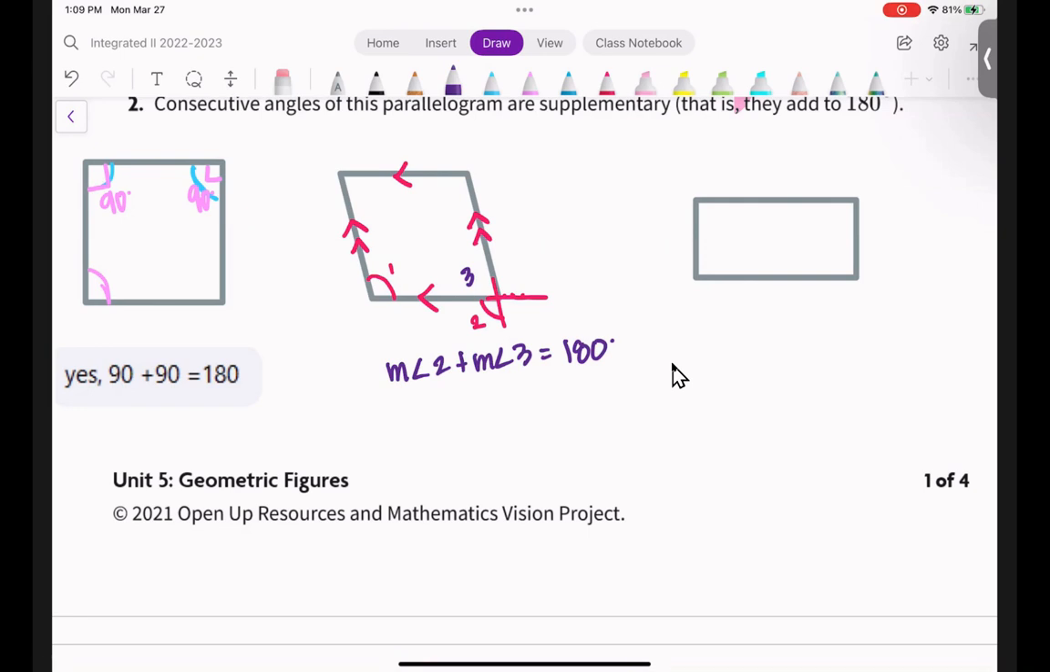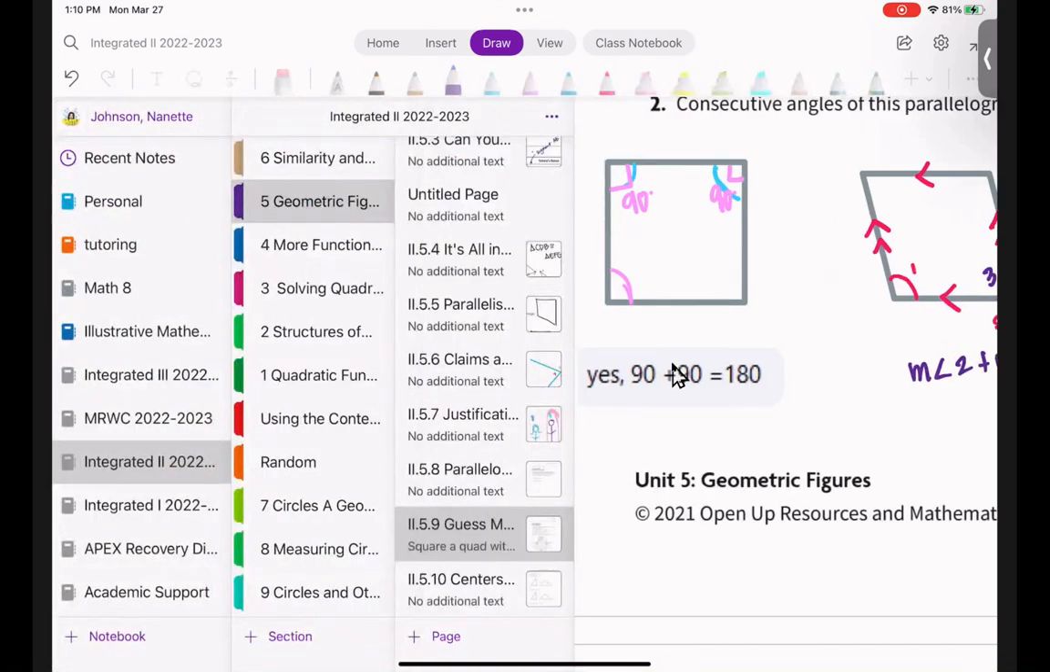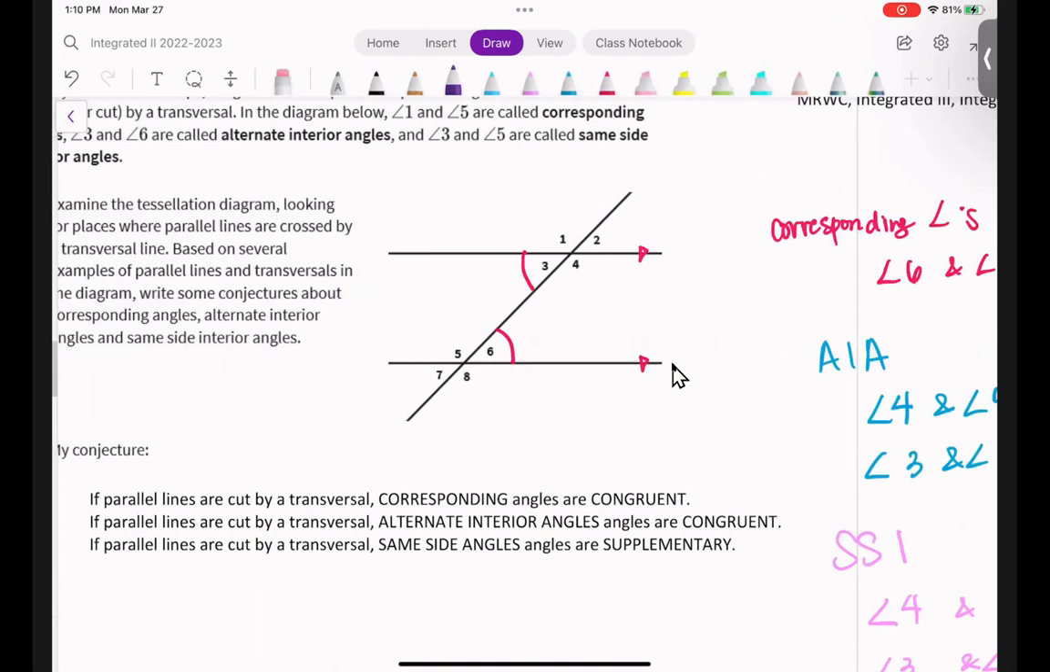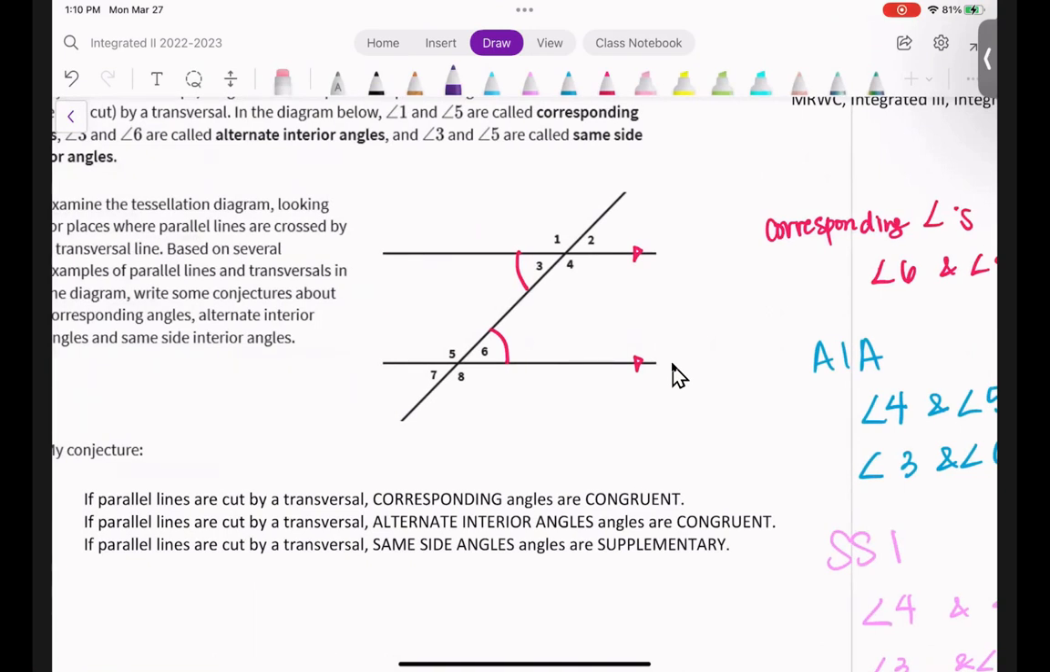What did you just tell me about measure of angle 1 and measure of angle 2? They're what? What do you know about measure of angle 1 and measure of angle 2? Based on this last example, where were we? Here? Yeah, what did we know about those two angles? What do you know about those alternate interior angles?